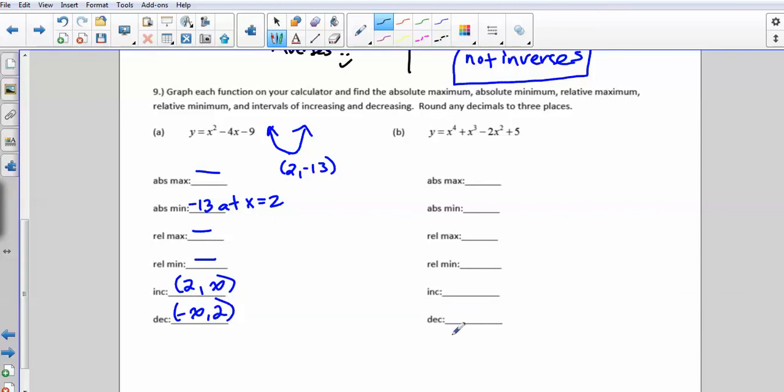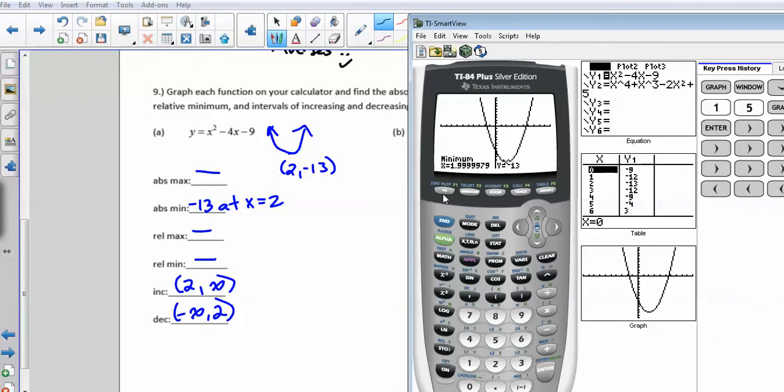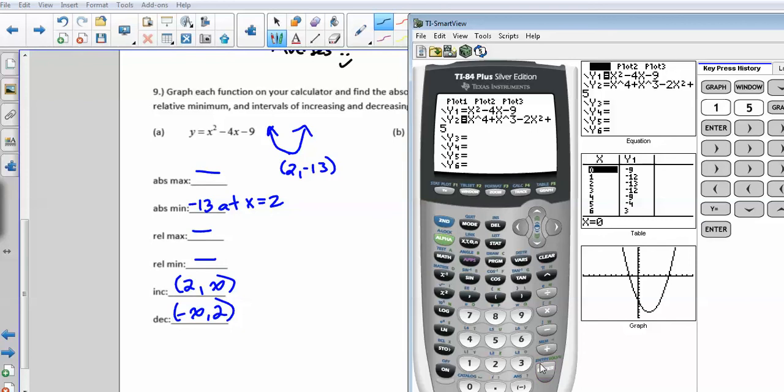Okay, let's look at the second function. I put the second function into my y2. So I'm going to go down to that one. Actually, let me go back and unhighlight the first one. Go down to the second one and highlight that one. So now let's look at that graph. Okay, that graph seems to be a funny little W.